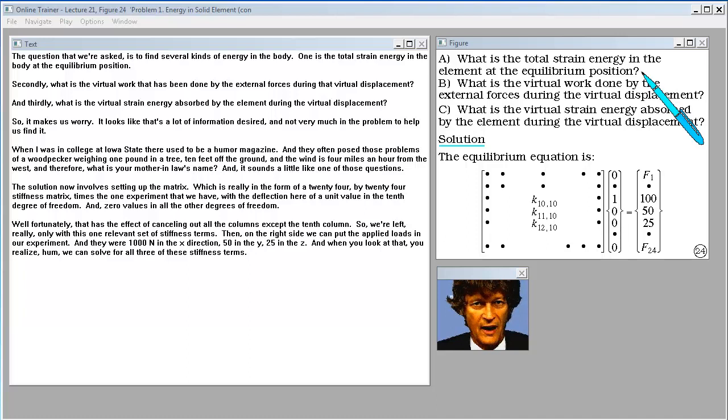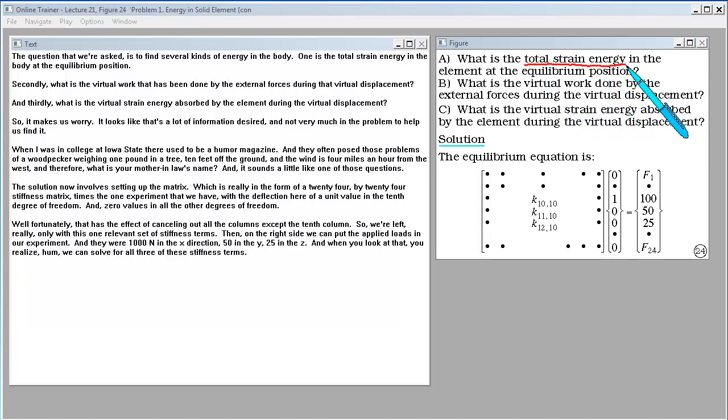The question that we're asked is to find several kinds of energy in the body. One is the total strain energy in the body at the equilibrium position. Secondly, what is the virtual work that has been done by the external forces during that virtual displacement? And thirdly, what is the virtual strain energy absorbed by the element during the virtual displacement?